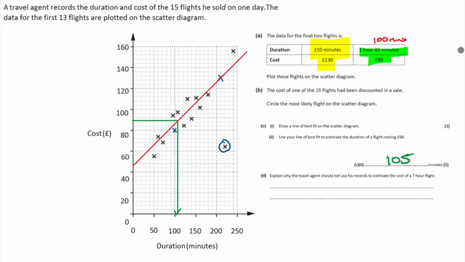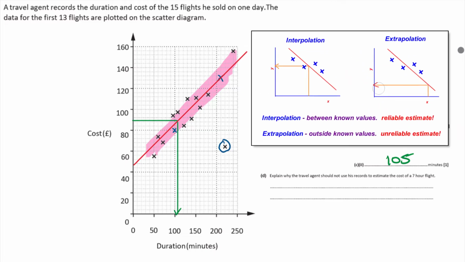Finally, explain why the travel agent should not use his records to estimate the cost of a 7-hour flight. What we just did there is an example of interpolation, because the value we looked up is between our known points. We know from here to here, don't we? We all know this area here. So looking up within that range is fine.